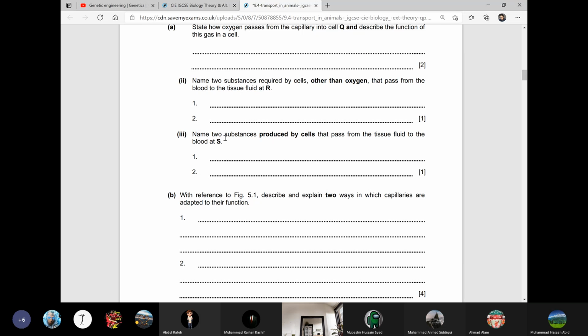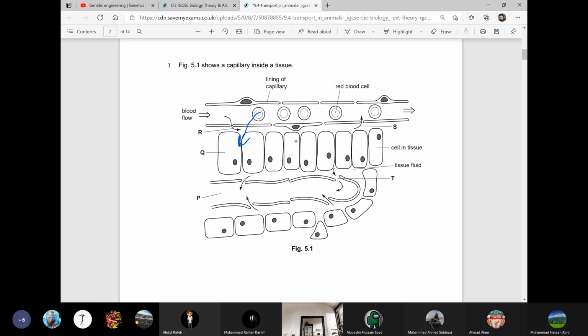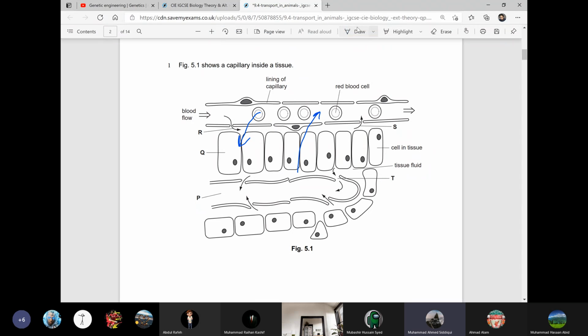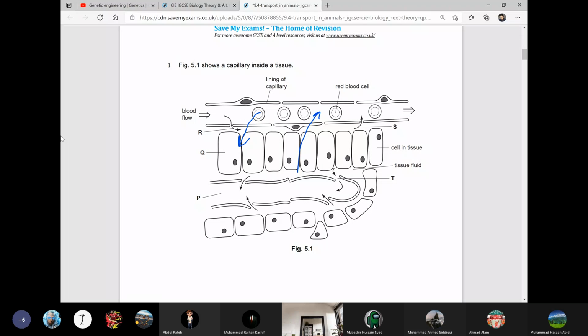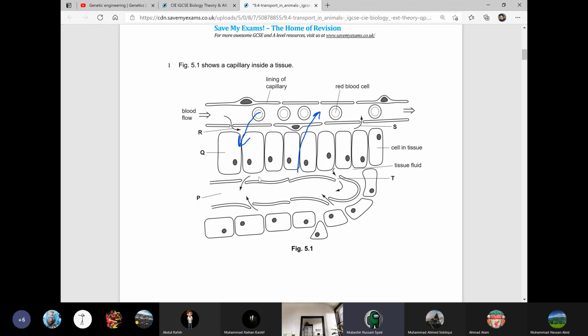Next question. Name 2 substances produced by cells that pass from the tissue fluid to the blood at S. It means the molecules that are produced by the cells and go from the tissue fluid into the blood. Sir, carbon dioxide. Very good. And sir, metabolic waste. Which metabolic waste? Sir, from the breaking down of glucose.